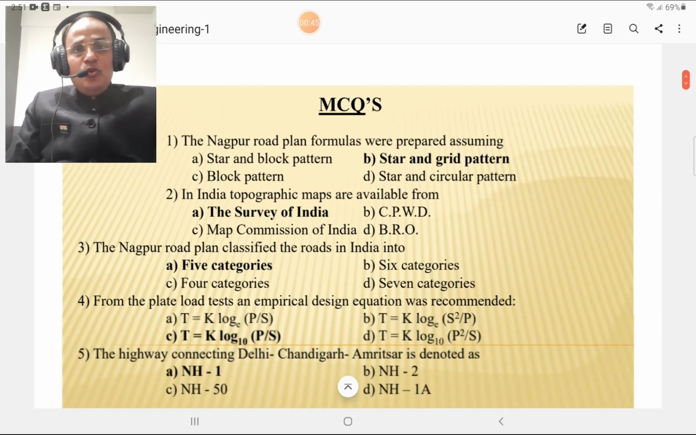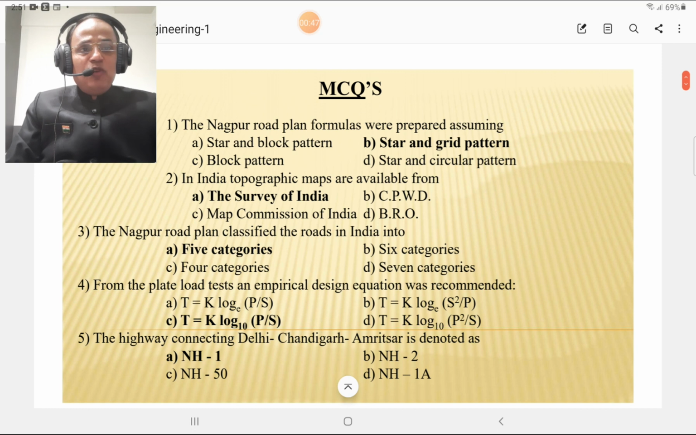My first MCQ is: the Nagpur road plan formula were prepared assuming star and grid pattern is the most appropriate, and that is the correct answer. In India, topographic maps are available from the Survey of India. So you must remember the Survey of India for topographic maps. The Nagpur road plan classified the roads in India in 5 categories. The categories are the national highway, state highway, major district road, other district road and village road. So you must remember these 5 categories.